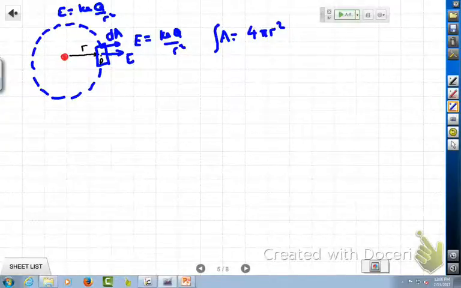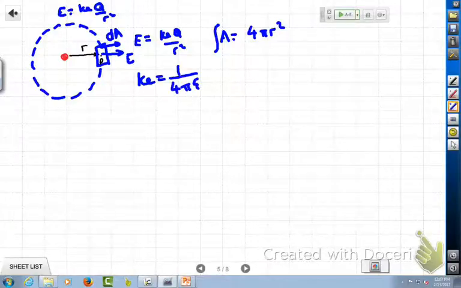Okay. So now, the other thing I have to remember is that KE is equal to 1 over 4 pi epsilon naught. Epsilon is a constant, and pi is a constant, and 4 is a constant. Electrical engineers tend to use epsilon naught rather than Ke because it's more fundamental, but physicists tend to use Ke, Coulomb's constant.